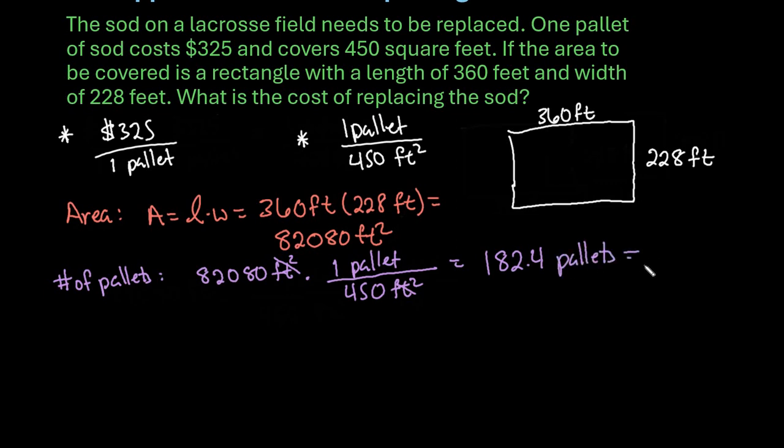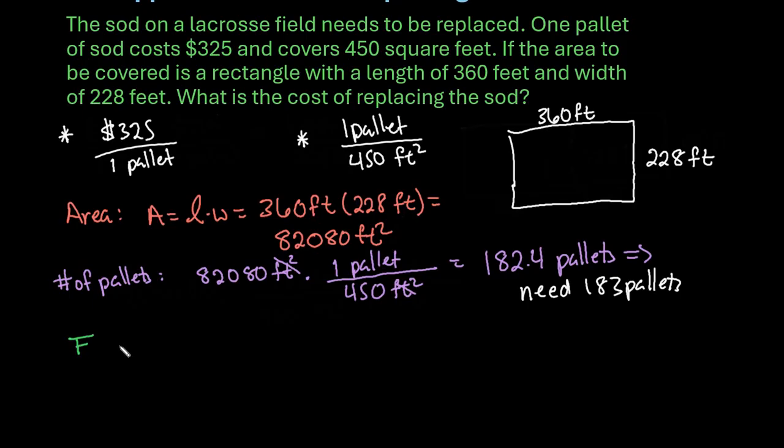Most likely the company is going to make you order this in full pallets. It is possible that they may allow you to order a partial one, but we're going to go under the assumption that we can't. So we are going to need a total of 183 pallets in order to cover the entire area. Plus you always want to have a little bit extra just in case. So 183 pallets will make sure that we have enough sod to cover the entire area.